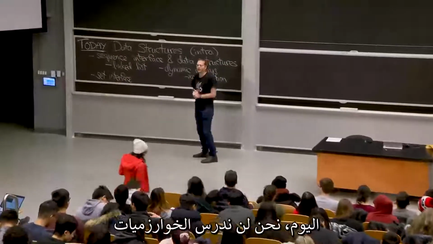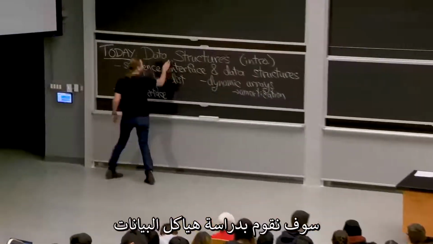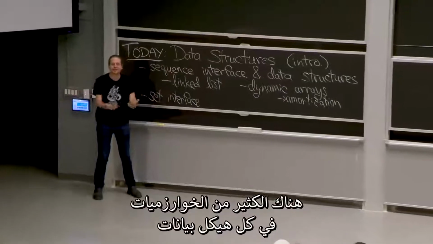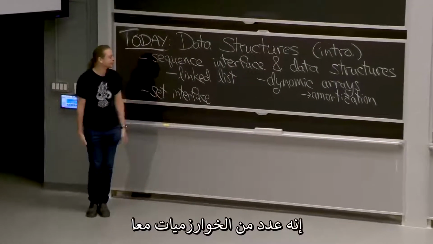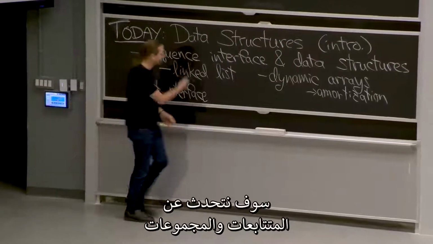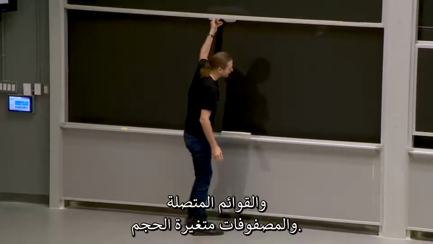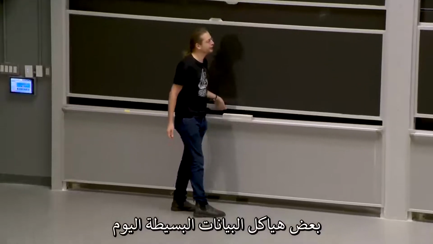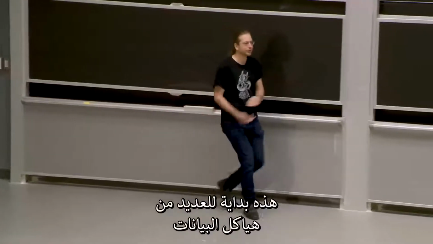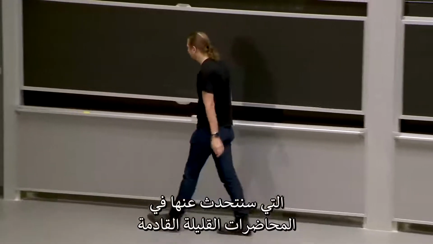Today, we're not doing algorithms. No, we're doing data structures. It's OK. There's lots of algorithms in each data structure. It's like multiple algorithms for free. We're going to talk about sequences and sets and linked lists and dynamic arrays. Fairly simple data structures today. This is the beginning of several data structures we'll be talking about in the next few lectures.